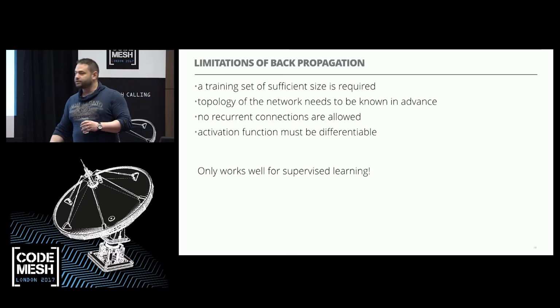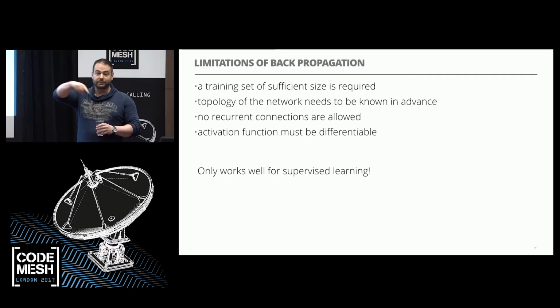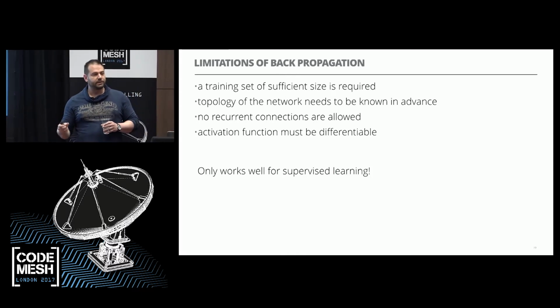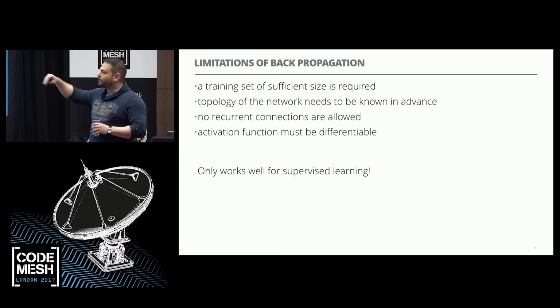No recurrent connections are allowed, so you cannot connect from a layer n to any neuron in a layer smaller than n. And the activation function that we saw before needs to be differentiable because that's how the backpropagation algorithm works, right? It differentiates the activation function and tries to minimize the error rate.